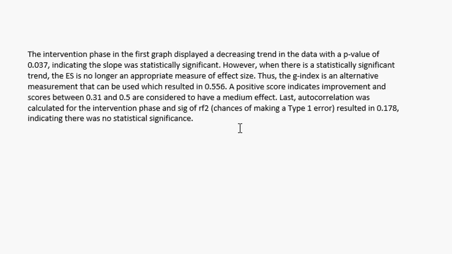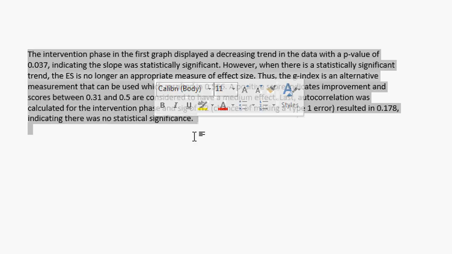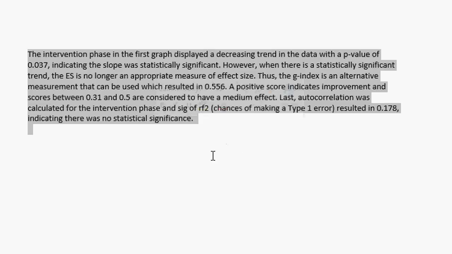The intervention phase in the first graph displayed a decreasing trend in the data with a p-value of 0.037, indicating the slope was statistically significant. However, when there is a statistically significant trend, the ES is no longer an appropriate measure of effect size. Thus, the G-index is an alternative measurement that can be used, which resulted in 0.556. A positive score indicates improvement, and scores between 0.31 and 0.5 are considered to have a medium effect.